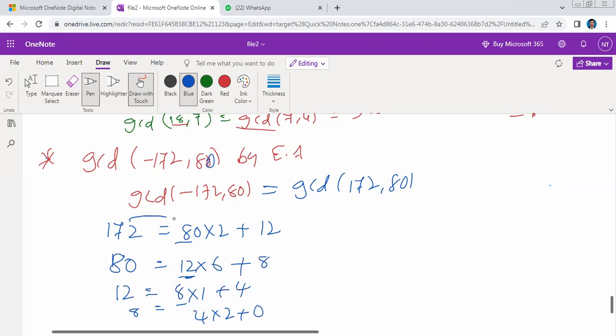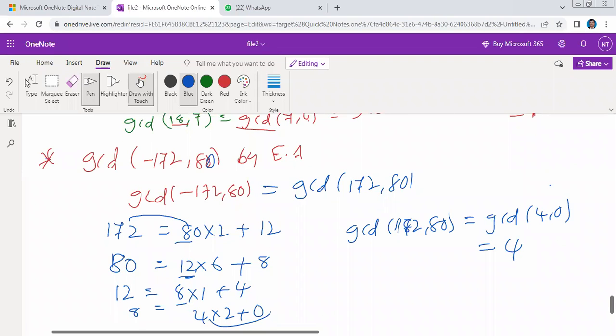Therefore, GCD of 172, 80 is same as GCD of 4, 0. Am I right? Yes, sir. GCD of 172, 80 is equal to GCD of 80, 12. GCD of 80, 12 is equal to GCD of 12, 6. అలా రాసుకుంటూ వచ్చేస్తే లాస్ట్ కి వచ్చేసరికి ఇది అవుతుంది. సో GCD of 4, 0 is 4. So therefore GCD of -172, 80 is equal to same number వచ్చేస్తుంది.